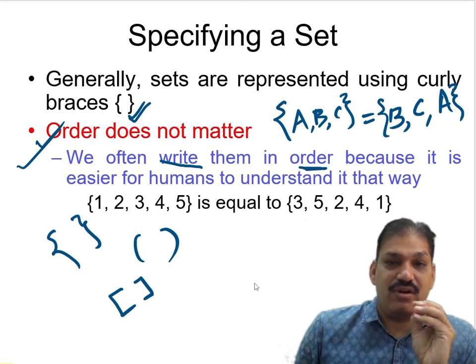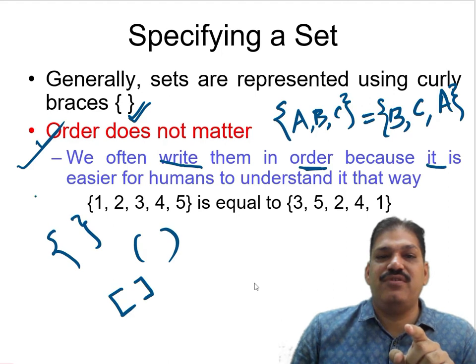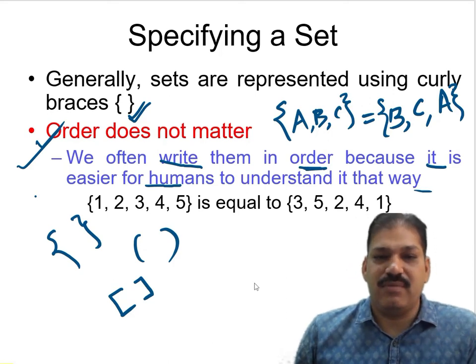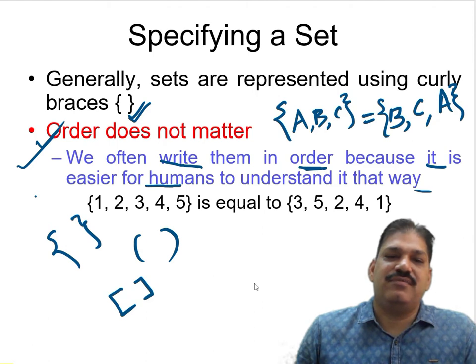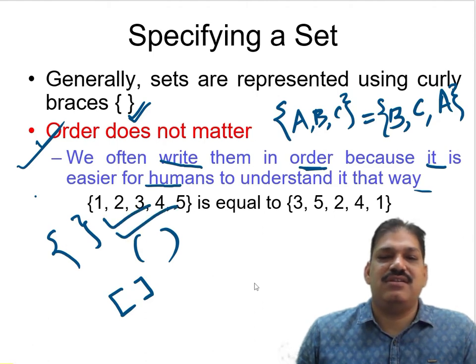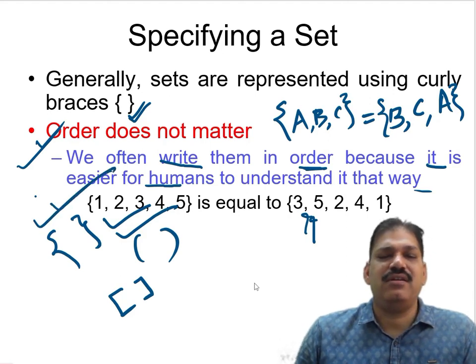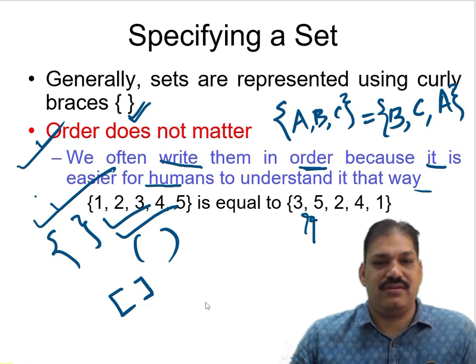फिर भी हम order में लिखते हैं. क्यों? Because it is easier for humans to understand it that way. अगर systematic लिखा हुआ हो, अगर एक के बाद एक order में लिखा हुआ हो, तो ये समझने में आसान रहता है. जैसे 1, 2, 3, 4, 5 is easily understandable, then 3, 5, 2, 4, 1. So we often write it in order, but the order is not important while writing a set. All right.